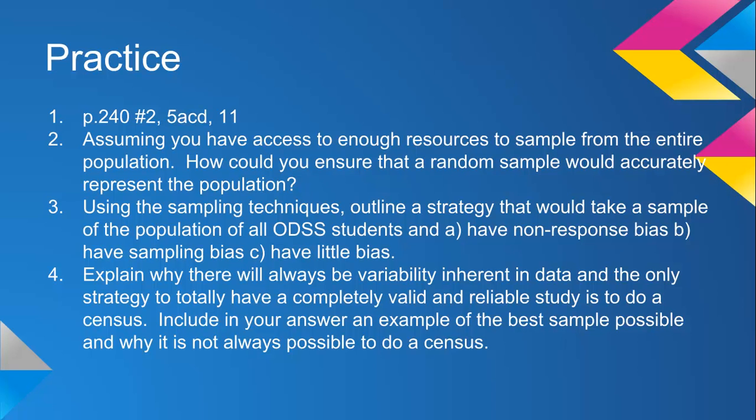Explain why there will always be variability inherent in data, and so we kind of said that, right? There's always going to be something wrong with our sampling. And the only strategy to have a completely valid and reliable study is to do a census, including in your answer an example of the best sample possible and why it's not always possible to do a census. Okay? There's a few homework or textbook questions as well.